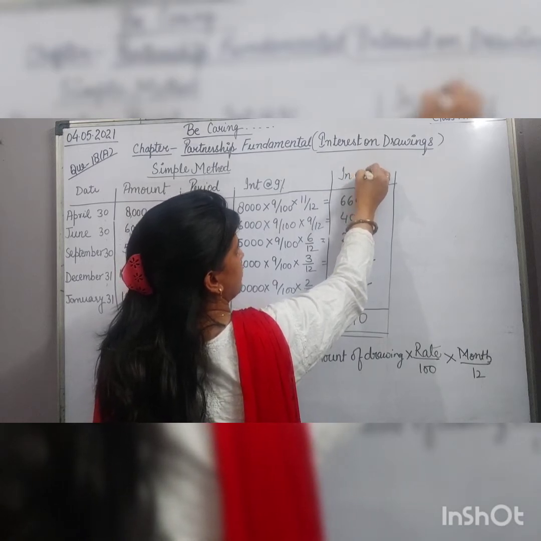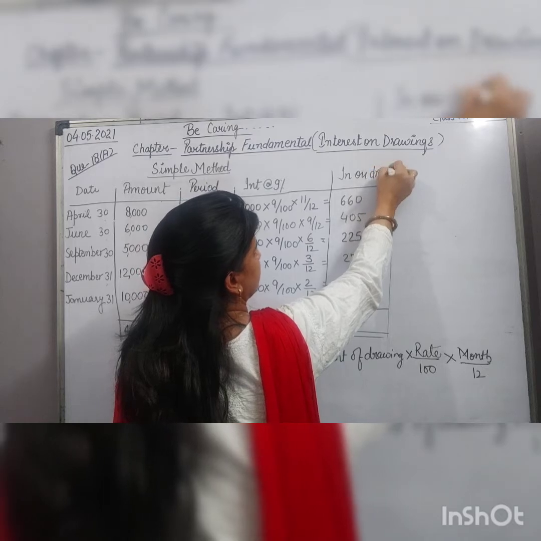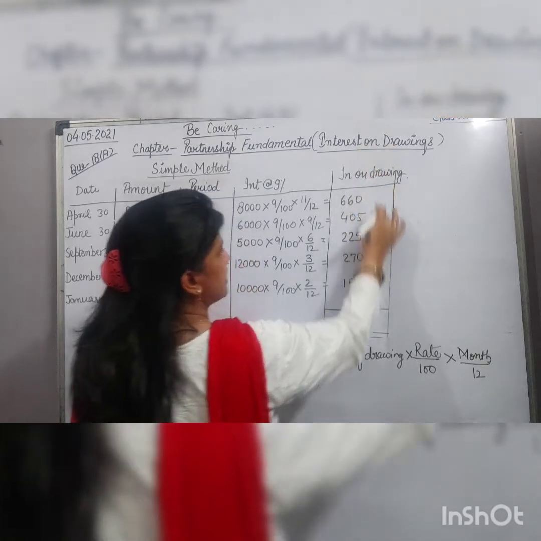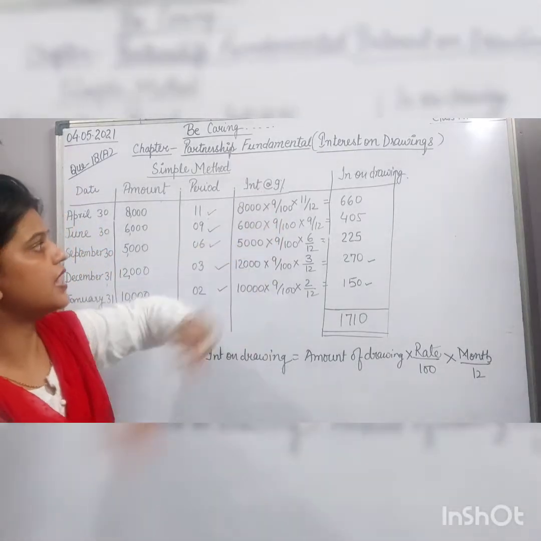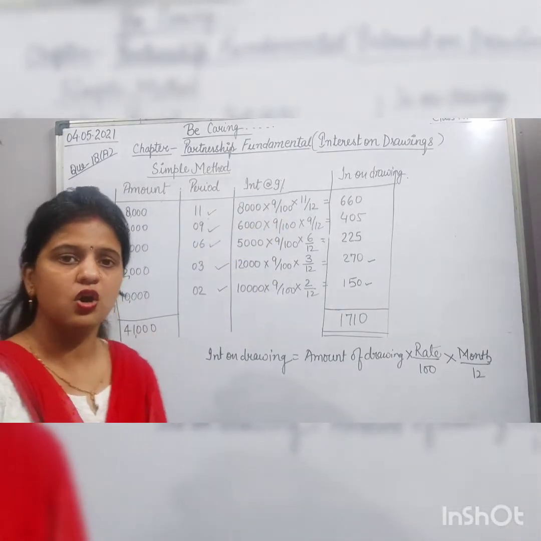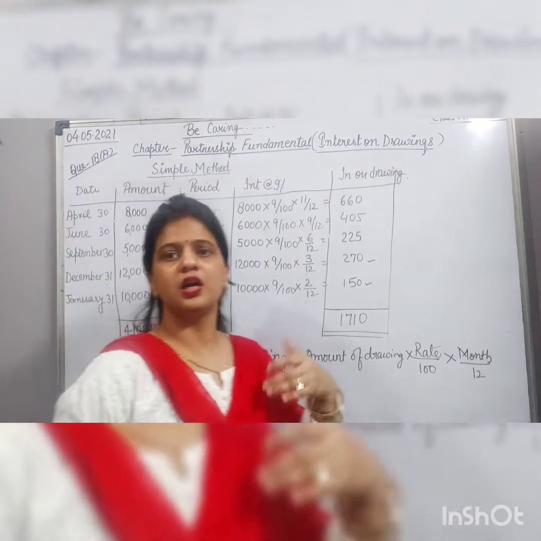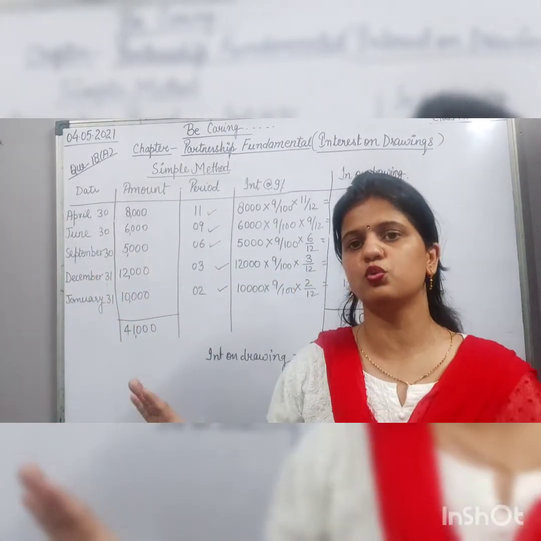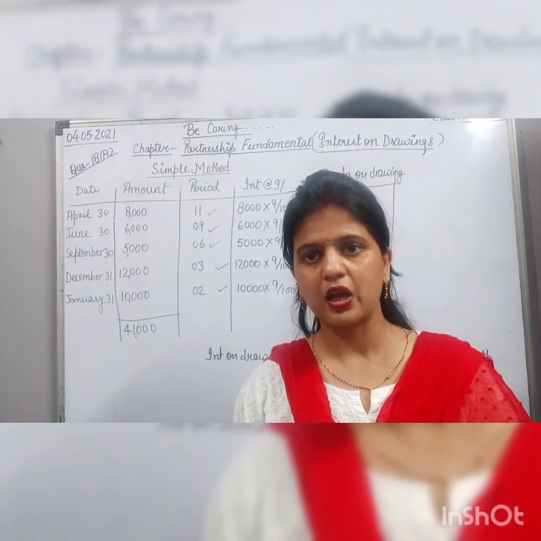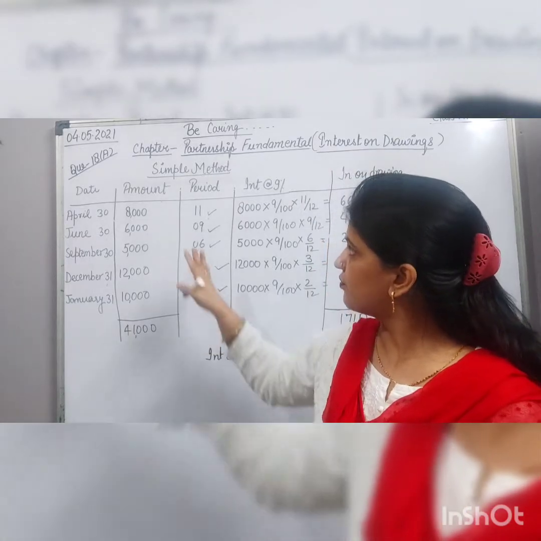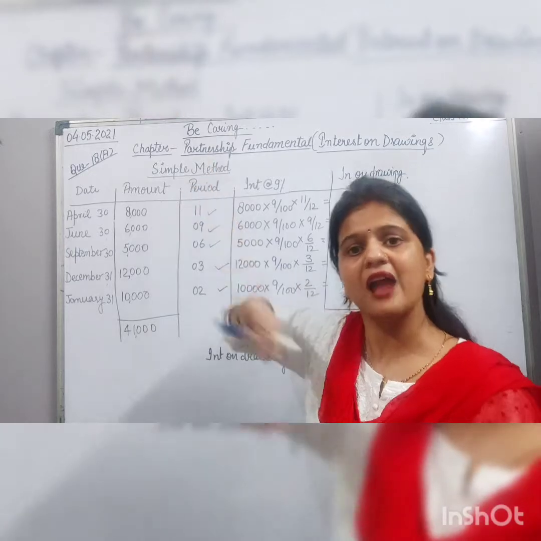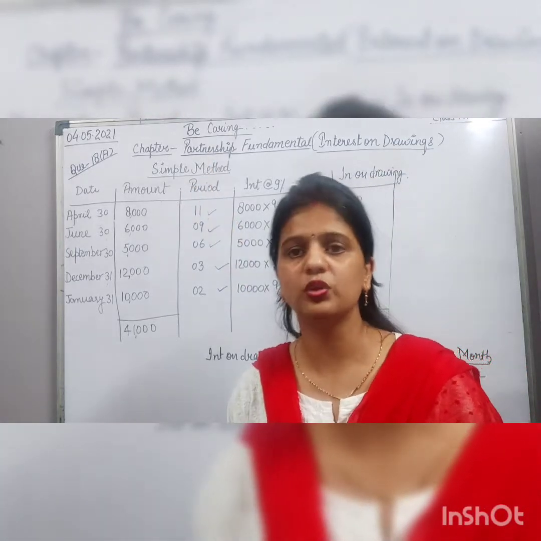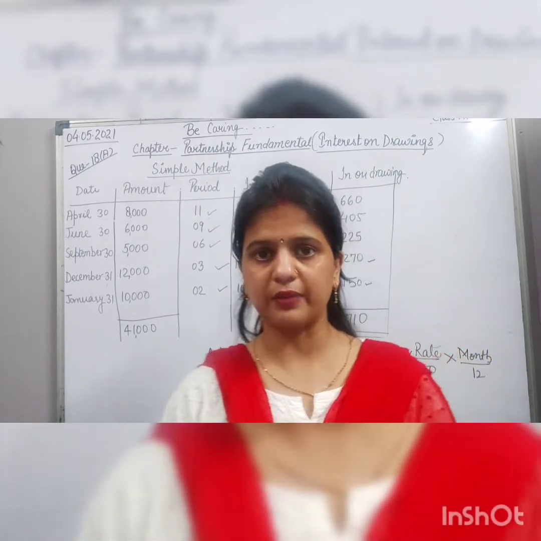Interest on drawing. Okay, this is called interest on drawing, at the rate of 9%, that is given in your question. For the same question we will do the product method as well. From this question only we have done the simple method, and from this question only we will do the product method.